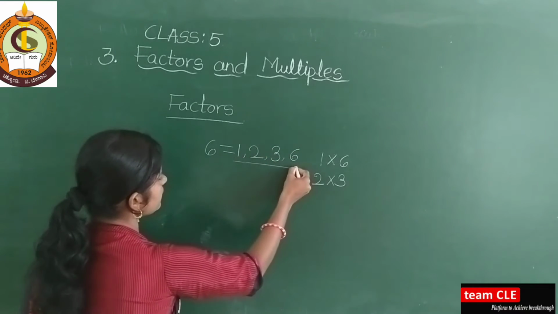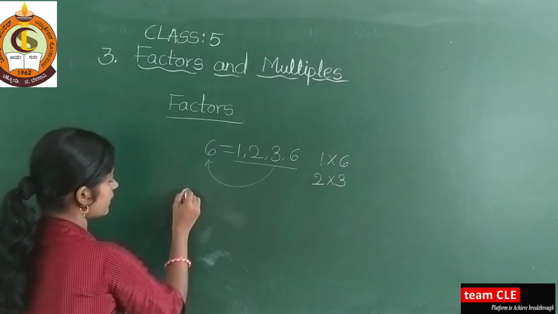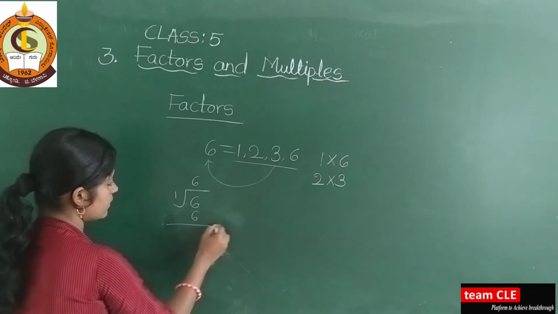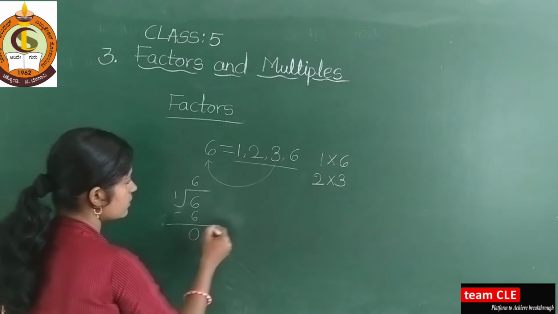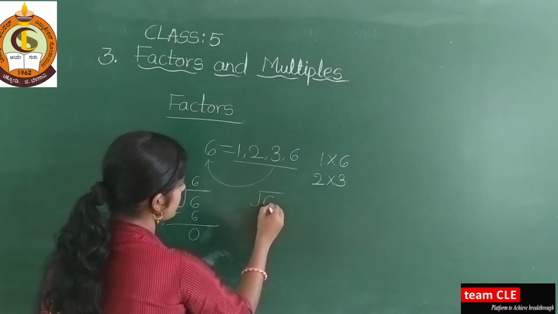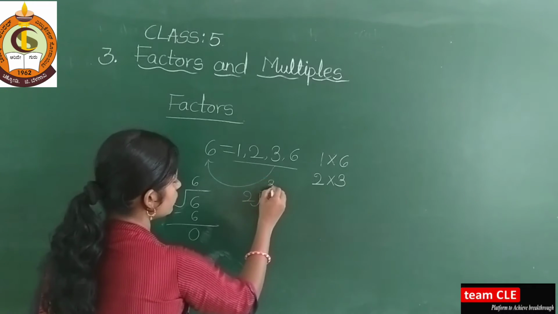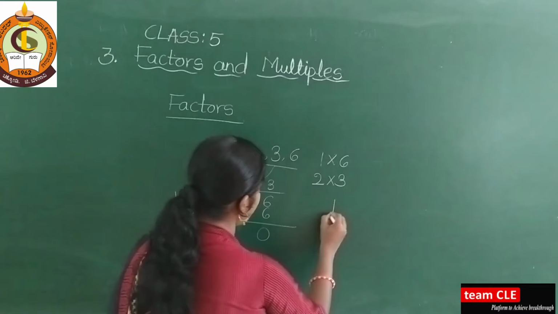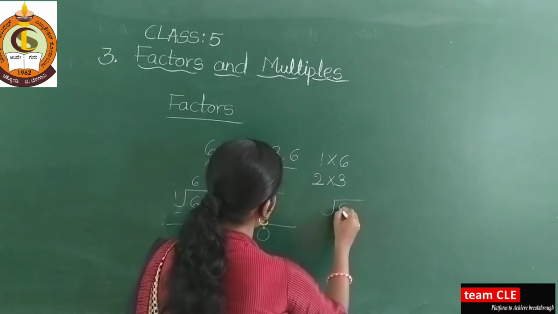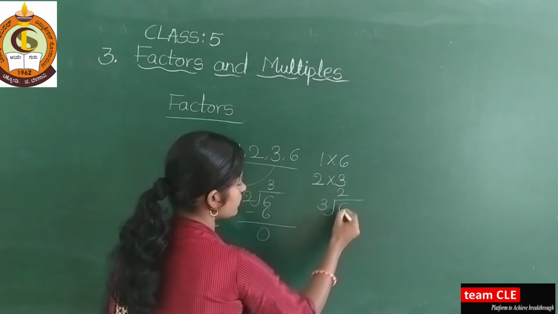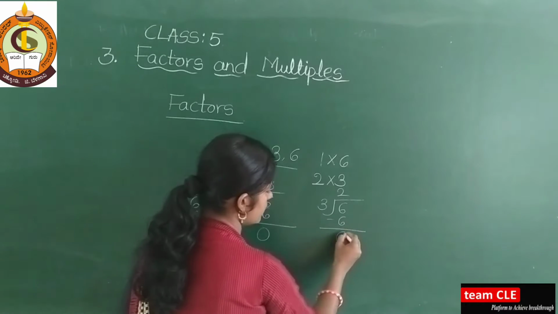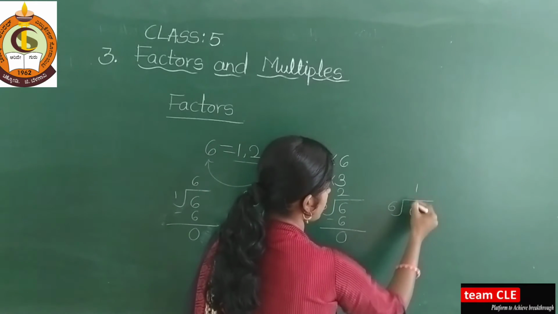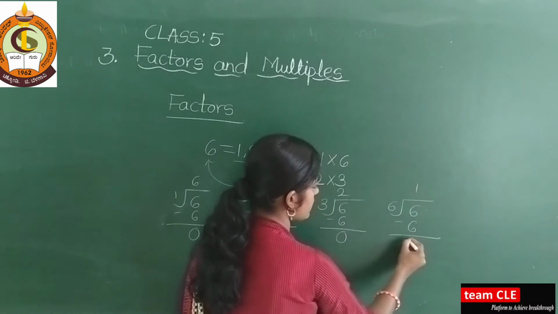Let us take this number and divide it by each of these. Take 6, 1 6 are 6, so 6 minus 6 is 0. Again take 6 and divide by 2: 2 3s are 6, and 6 minus 6 is 0. Take 6 and divide by 3: 3 2s are 6, 6 minus 6 is 0. Take 6 and divide by 6: 6 1s are 6, 6 minus 6 is 0.